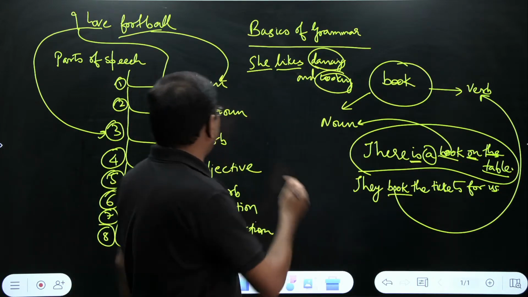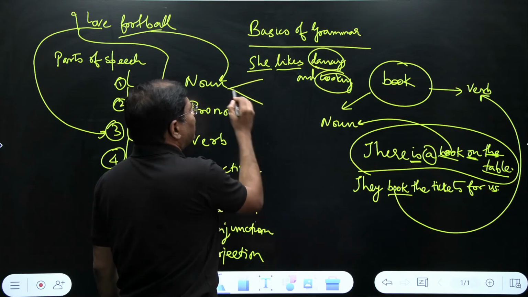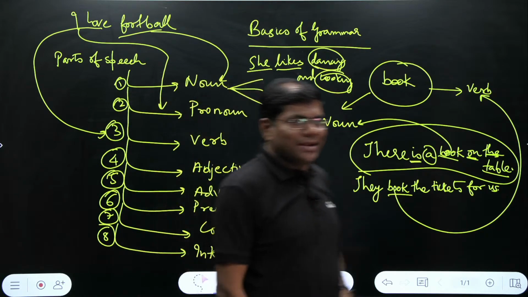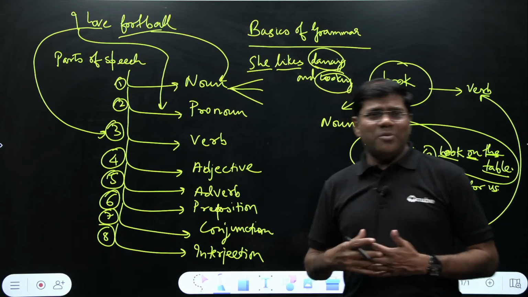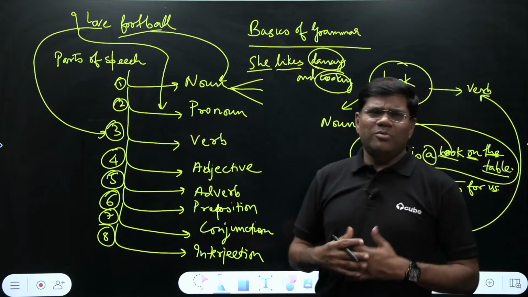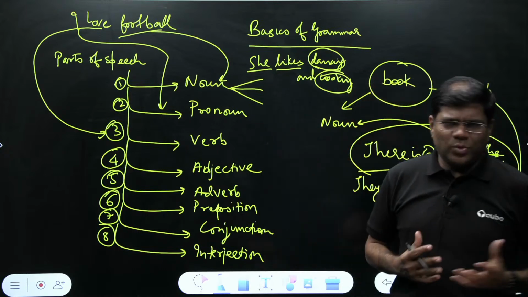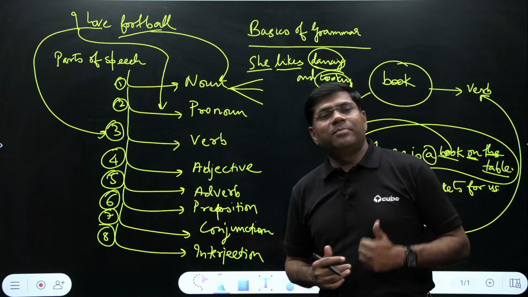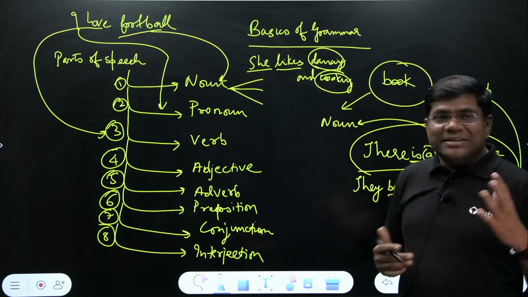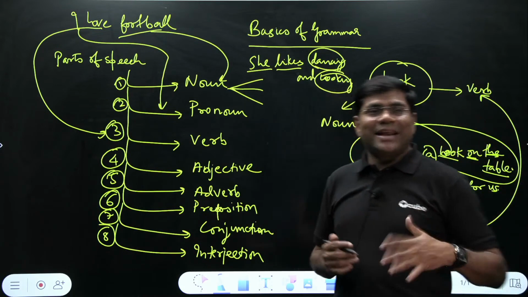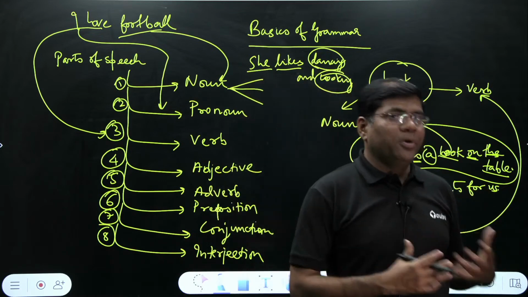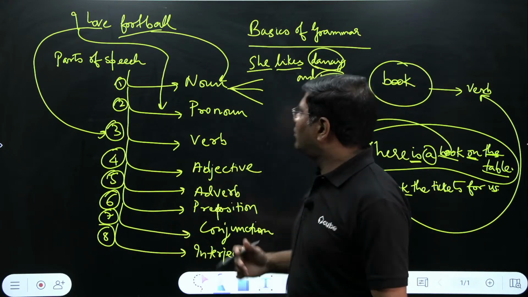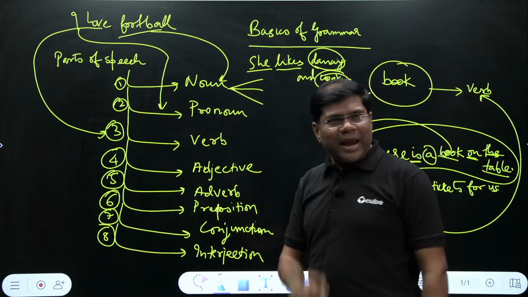For example, in noun, you can go to many categories. You must have learned categories in nouns. A common noun, proper noun, abstract noun, a material noun. So many different classifications we have in noun. So for example, the word table is a noun. The word honesty is an abstract noun. The word man is a common noun. The word Brijesh is a proper noun, and so on and so forth. So the nouns have different categories.